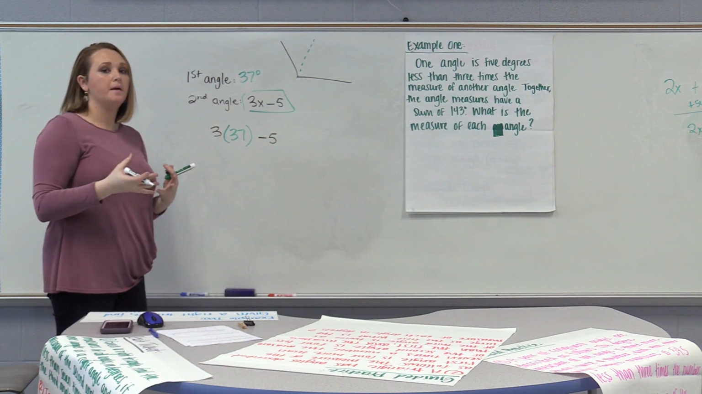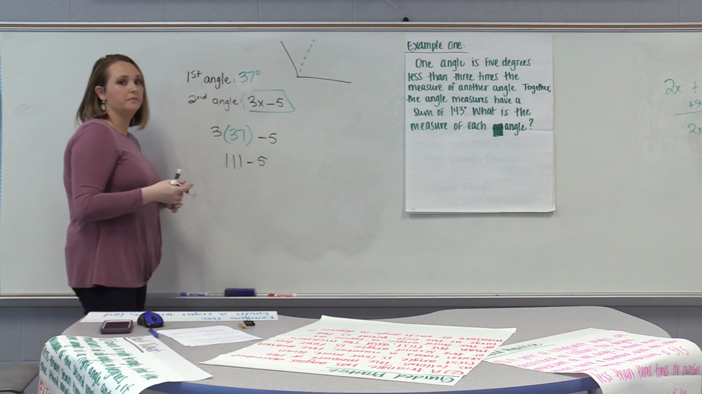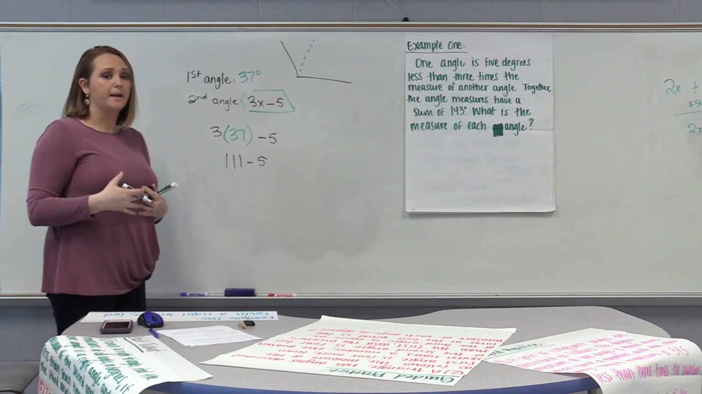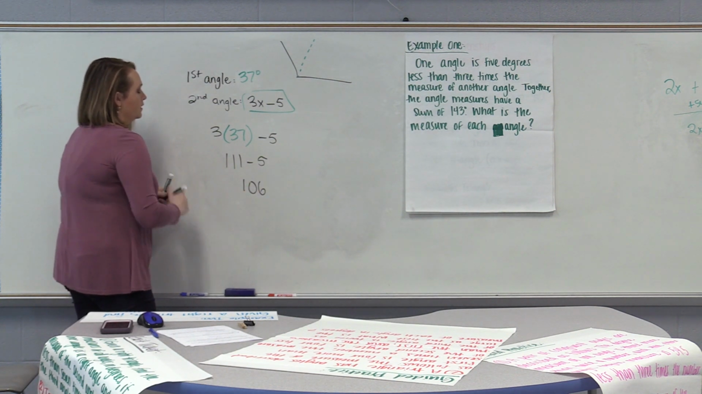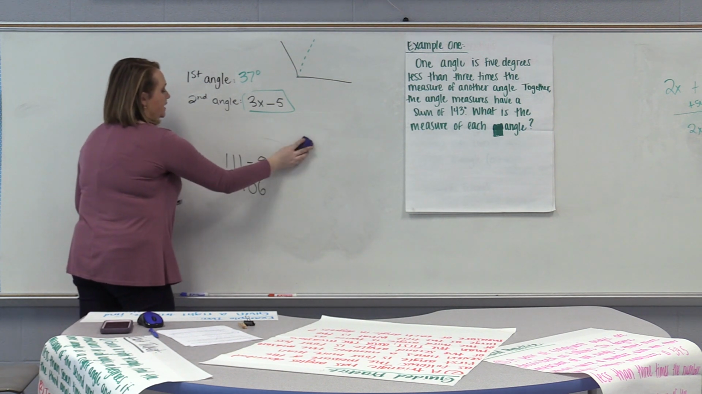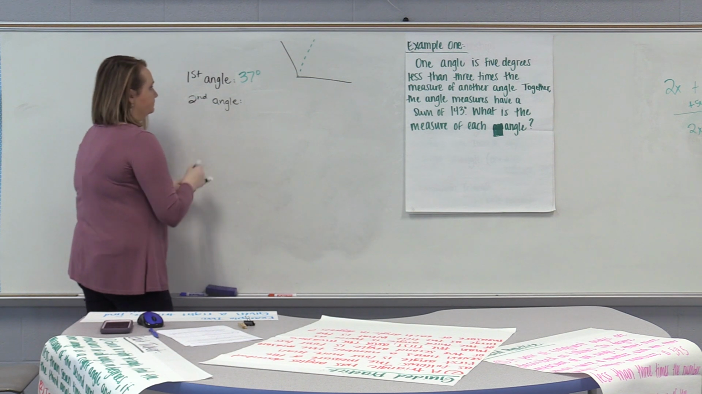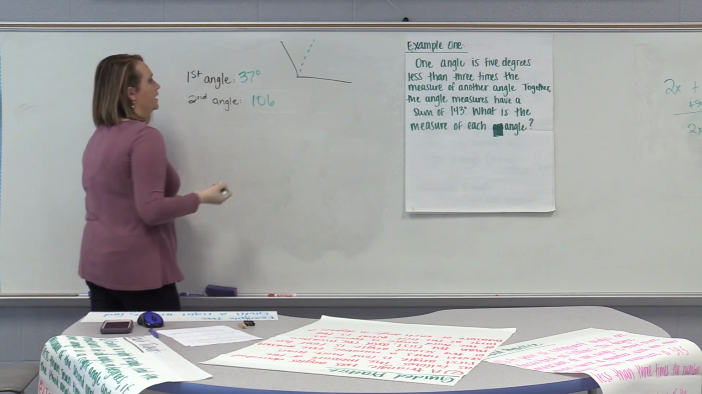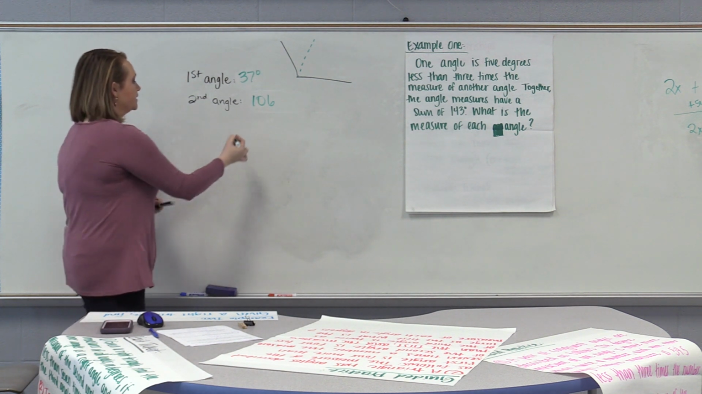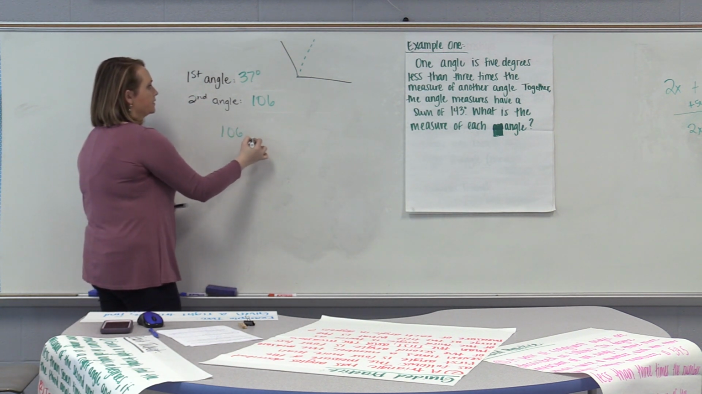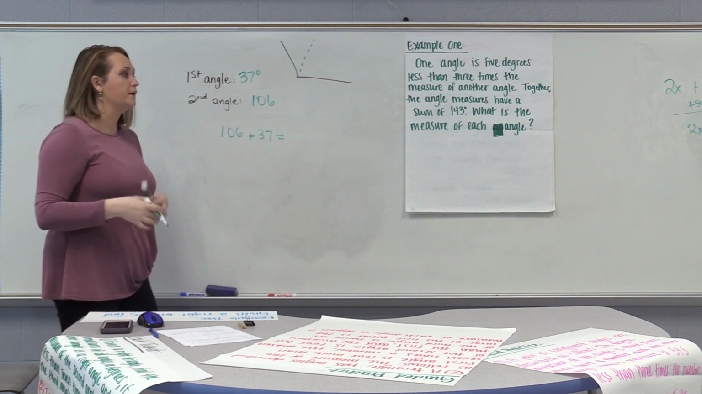And when I do that, I'm left with 111 minus 5. And then I know that 111 minus 5 is equal to 106. So the measure of the second angle is equal to 106. I can check my work and make sure that my work is correct by adding 106 to 37, and when I do, I get 143.